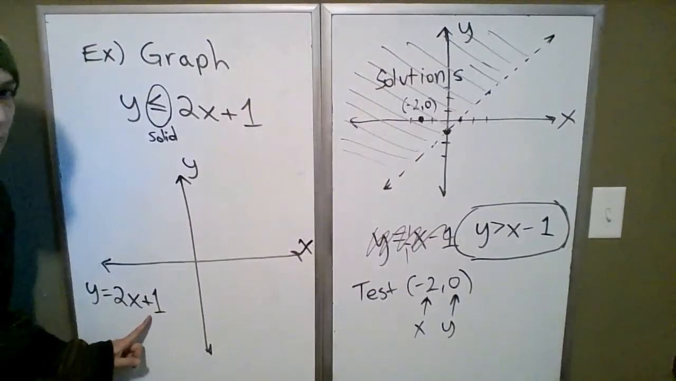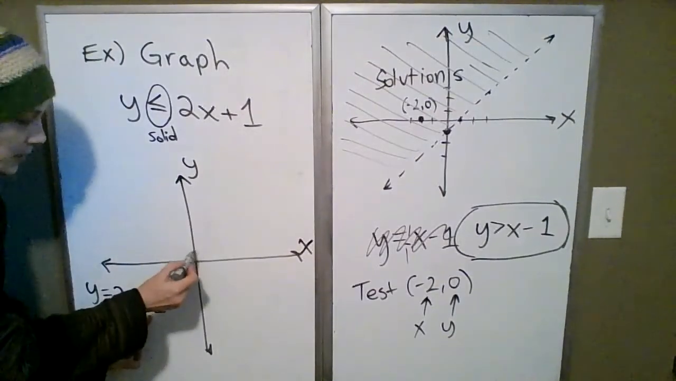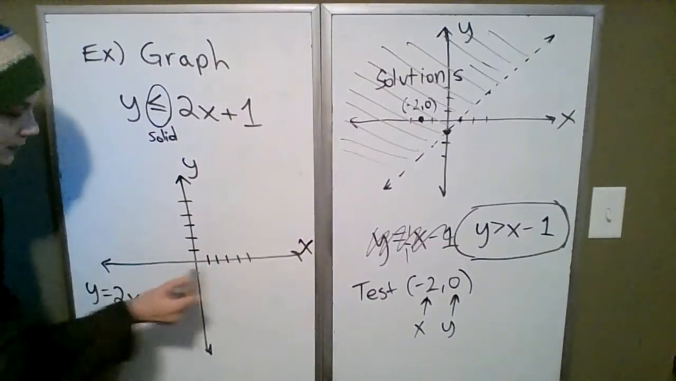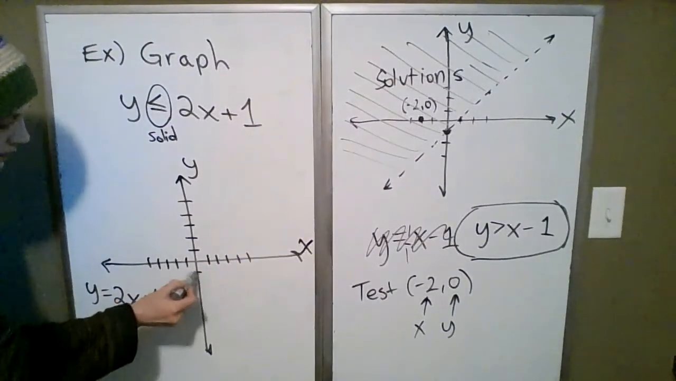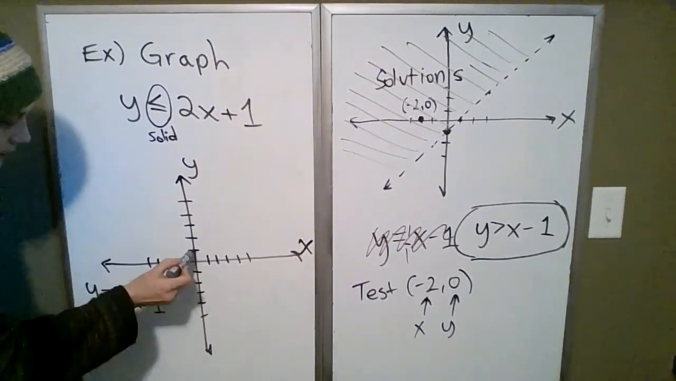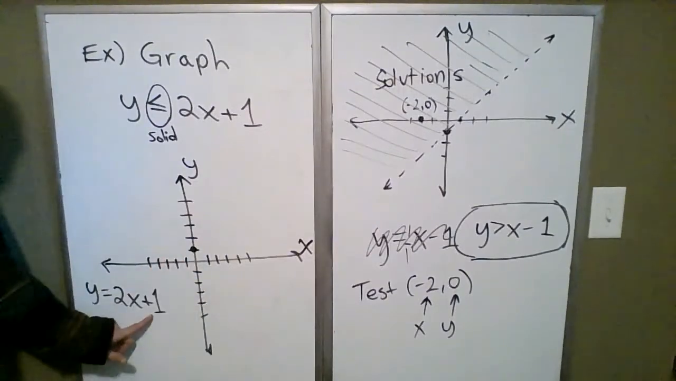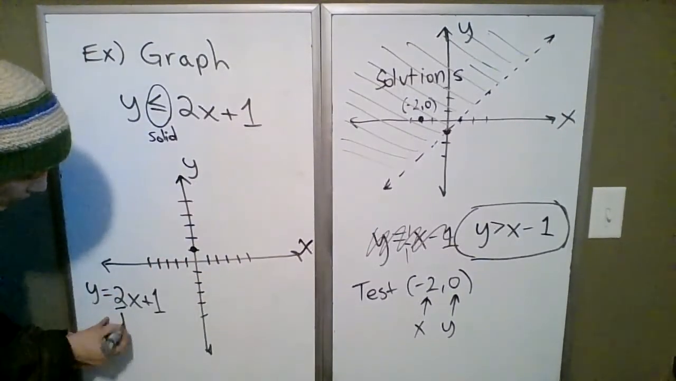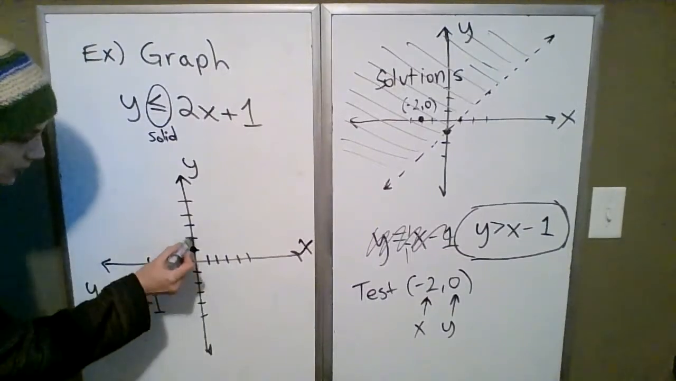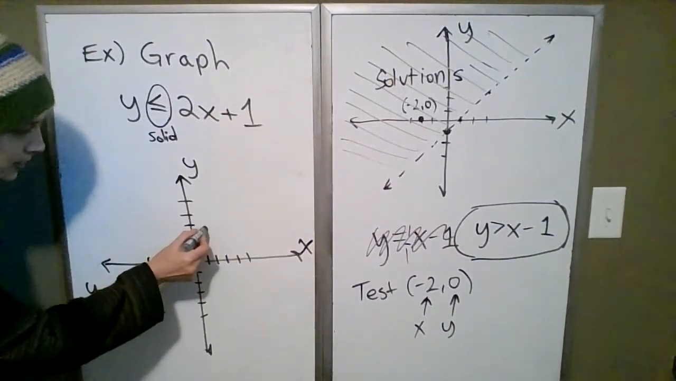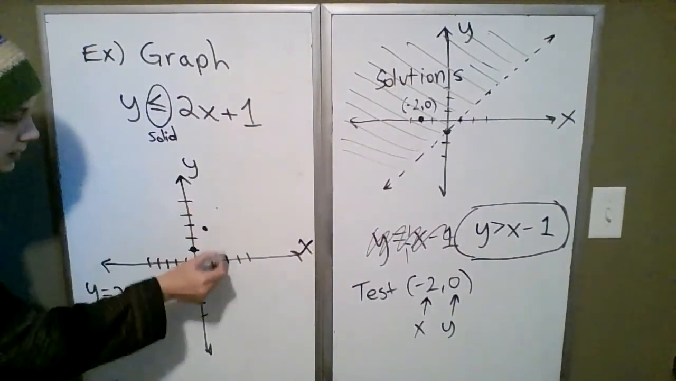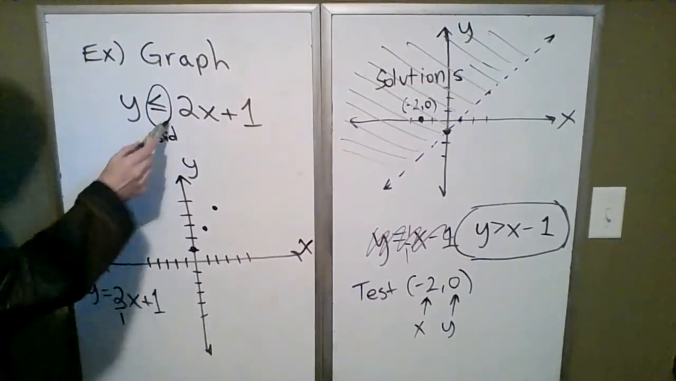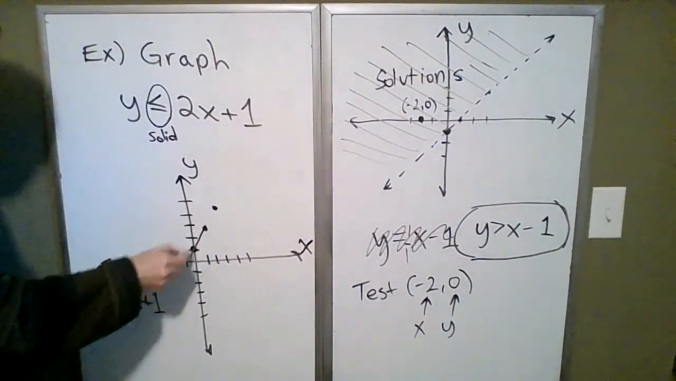So we'd go to 0, 1, for a y-intercept of 1. And this time my slope is 2. So I want to go up 2 and to the right 1. Up 2 over 1. So again, up 2 over 1. This time it's a solid line, straight through.